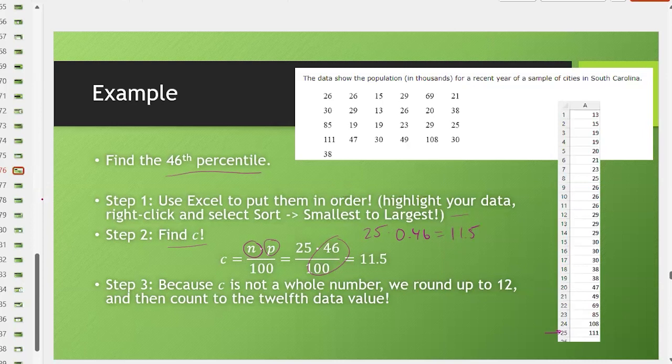Now, here's where it's a little strange. If the number is not a whole number, you round up. And so we're going to round up to 12 in this case. And so the 12th number in the data set, in this case 29. So 29 would be the 46th percentile.